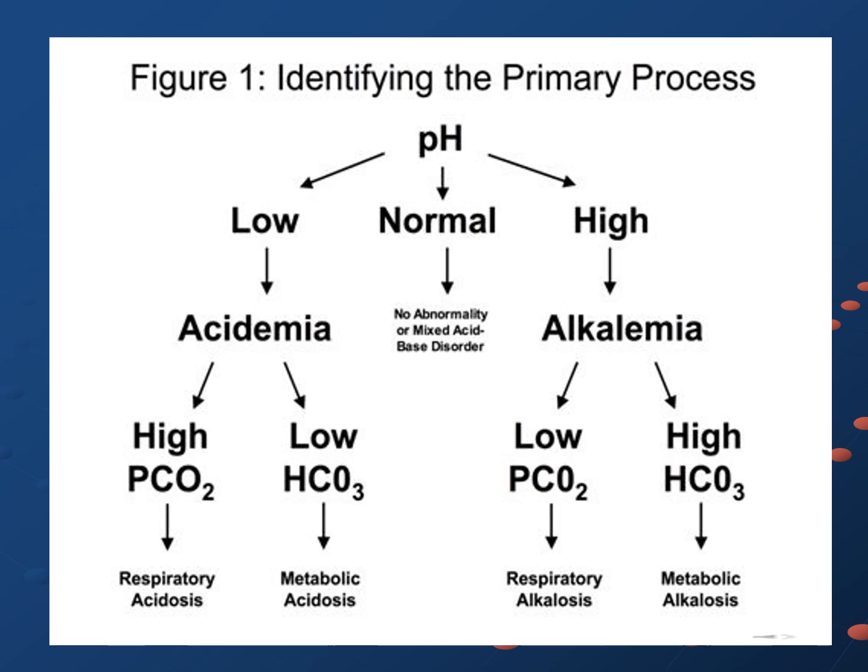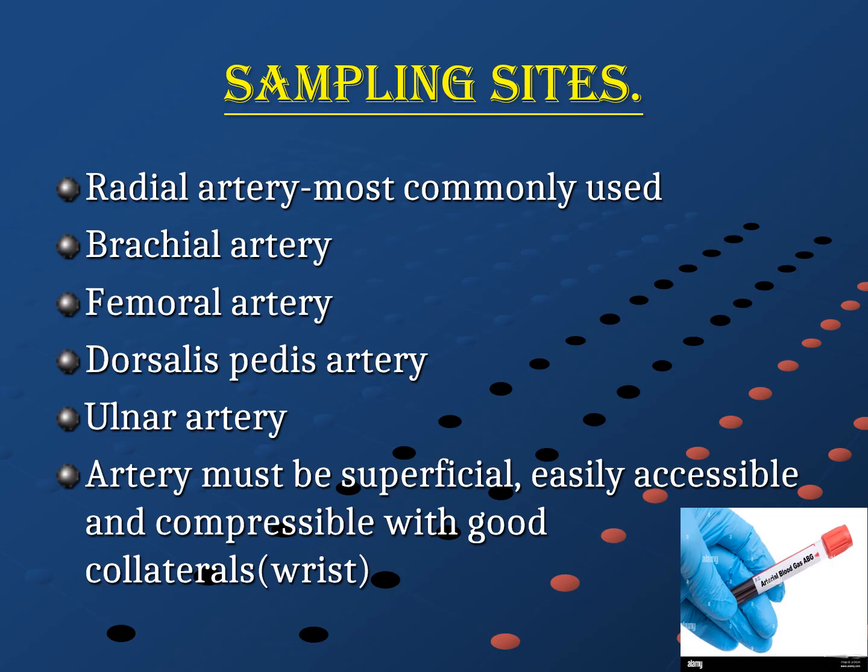Alkalemia, high pH. Low pCO2: respiratory alkalosis, lungs removing too much CO2. High HCO3: metabolic alkalosis, kidneys retaining too much bicarbonate. Normal pH: no abnormality, no acid-base disorder. Mixed acid-base disorder: combination of two or more acid-base disorders. This figure helps you identify the primary process affecting the body's acid-base balance by looking at the pH, pCO2, and HCO3 levels.